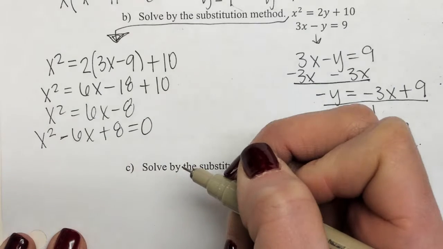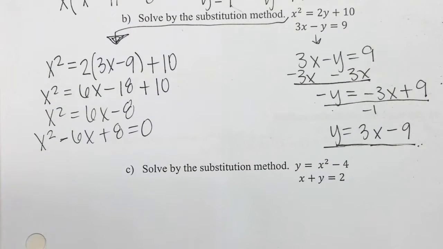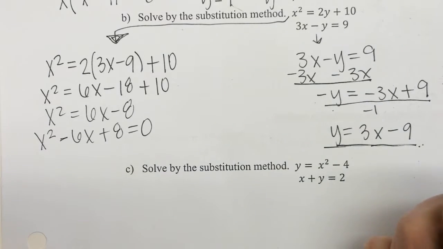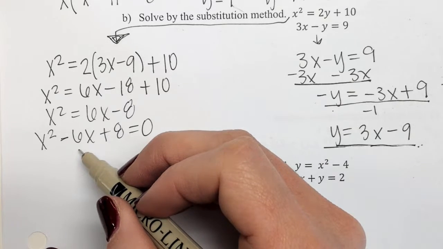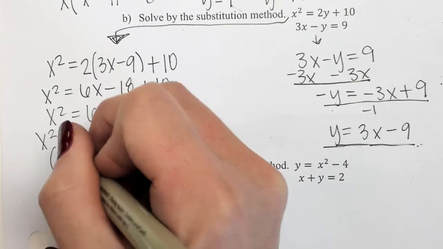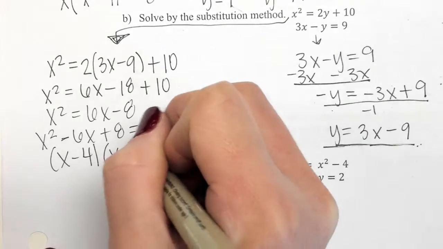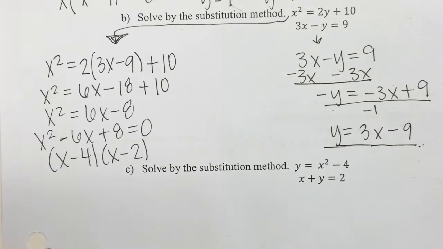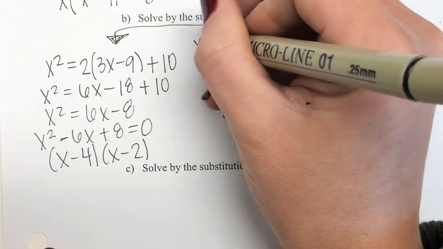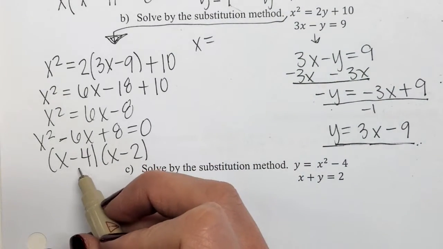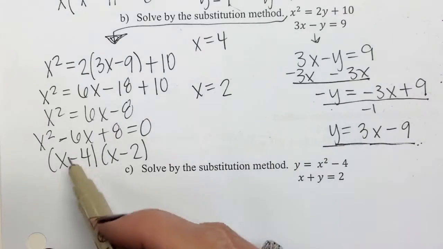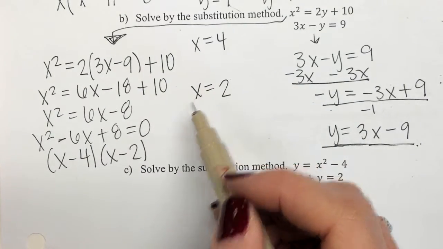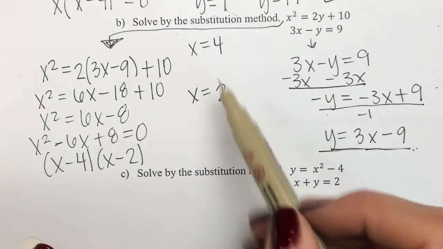And now we factor, of course. So Colby, what are factors of 8 that could add to be negative 6? Perfect. x minus 4, x minus 2. So our two x's are what? 4 and 2. Good. That comes from right here, just setting them equal to 0. And now I'm going to plug these in to find my y.